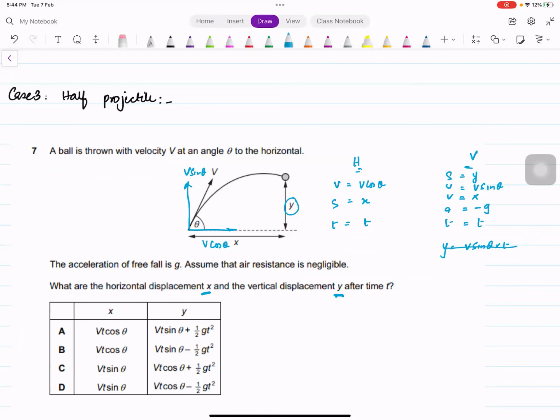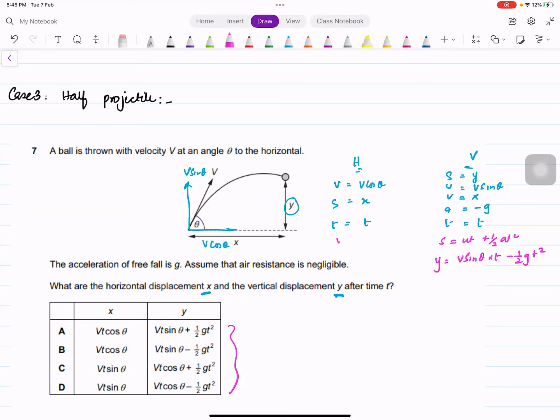Okay, I need to explain it in detail. Sorry. s equals ut plus half at squared, because there are t's in here, so that's fine. y equals v sine theta times t minus half g t squared. Okay, like that.